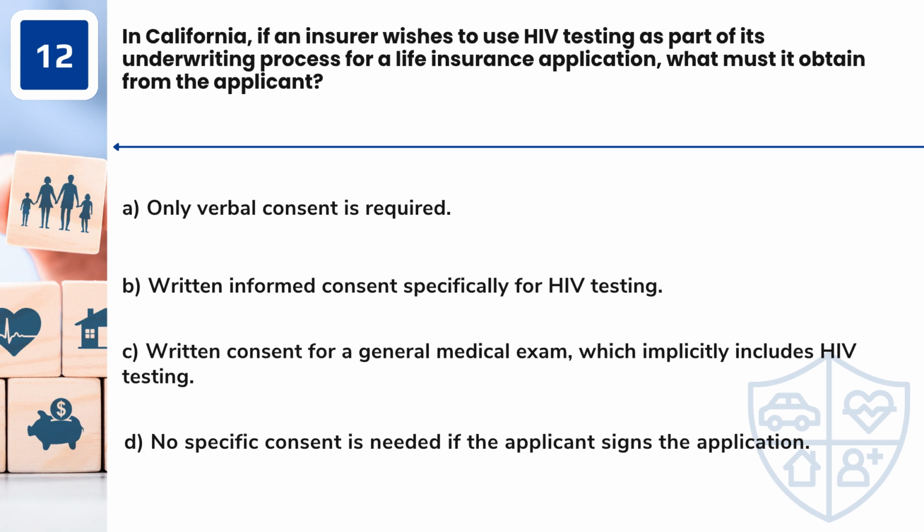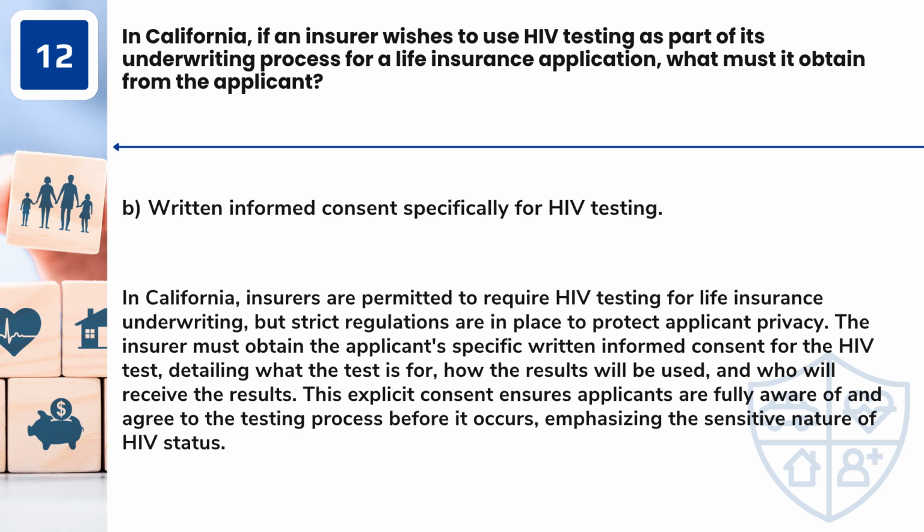Question 12. In California, if an insurer wishes to use HIV testing as part of its underwriting process for a life insurance application, what must it obtain from the applicant? A. Only verbal consent is required. B. Written informed consent specifically for HIV testing. C. Written consent for a general medical exam, which implicitly includes HIV testing. D. No specific consent is needed if the applicant signs the application. Answer: B. Written informed consent specifically for HIV testing.